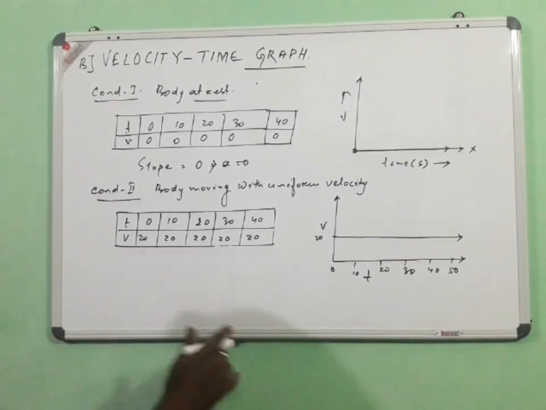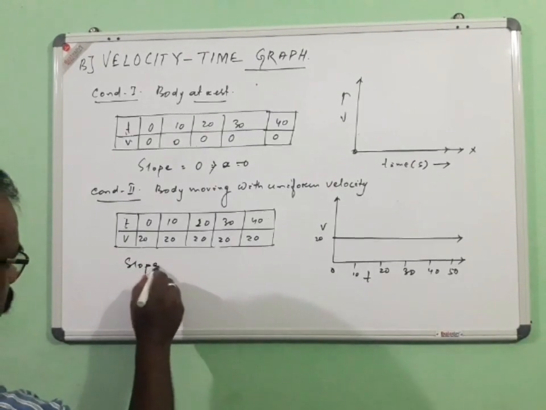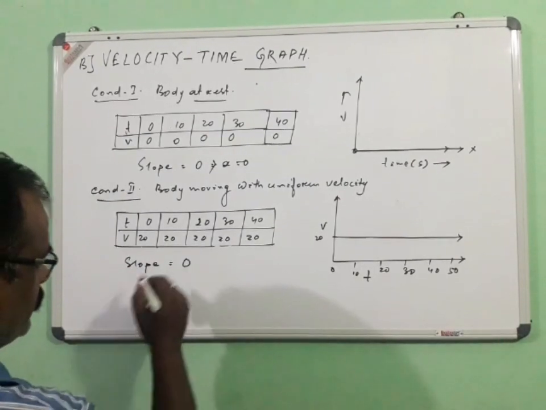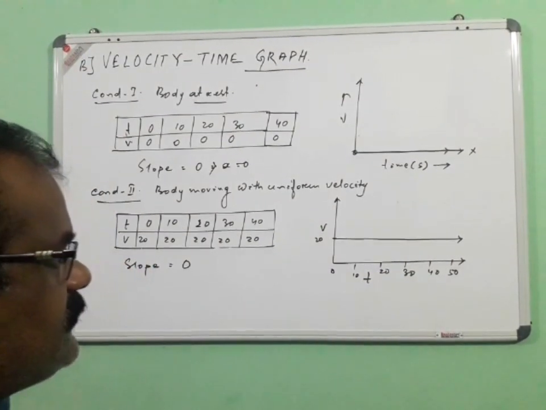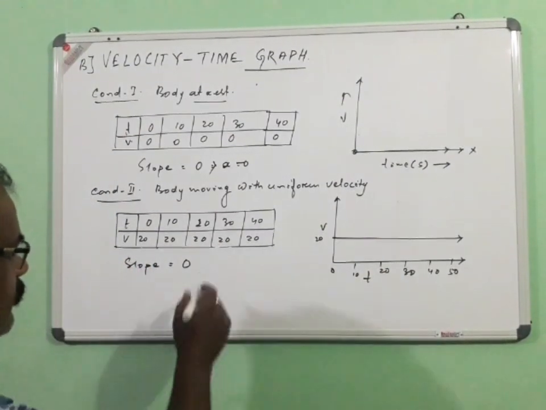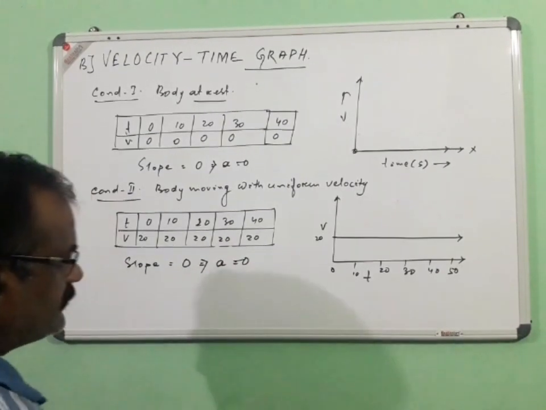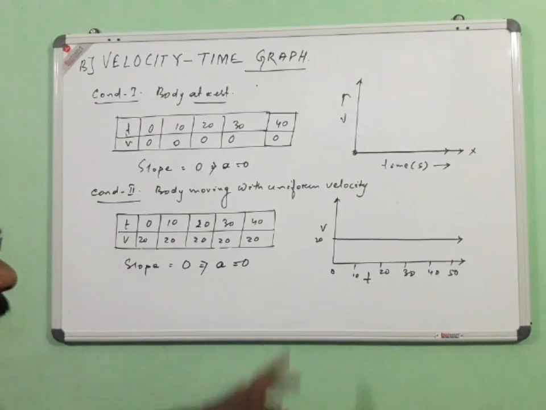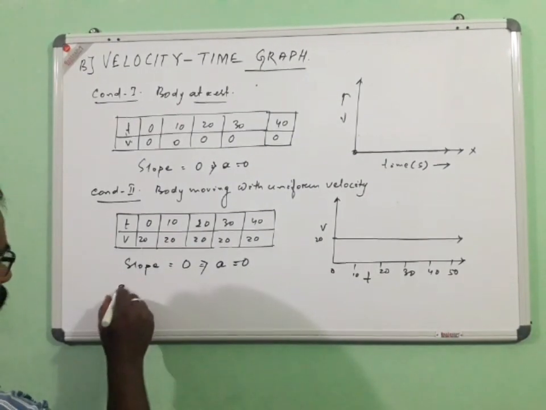So therefore, since the line is parallel, in such cases the slope of the line is also 0, because as we have discussed, for a line parallel to the x-axis the slope becomes 0. Therefore we can say that it has no acceleration. Acceleration is also 0.